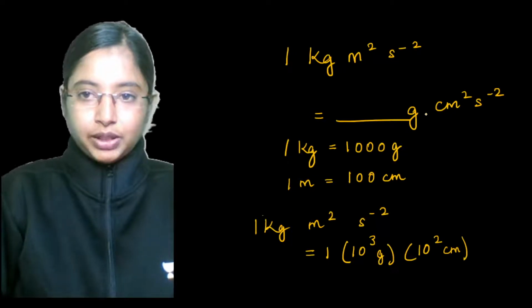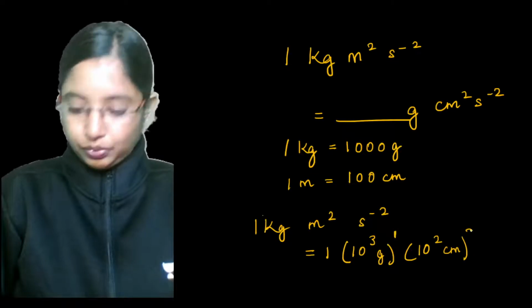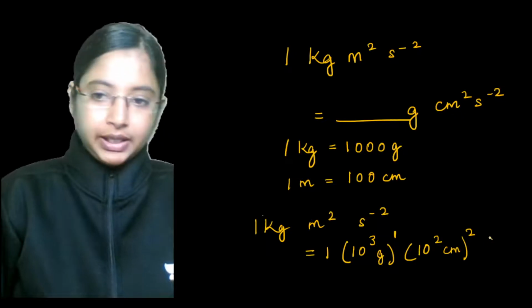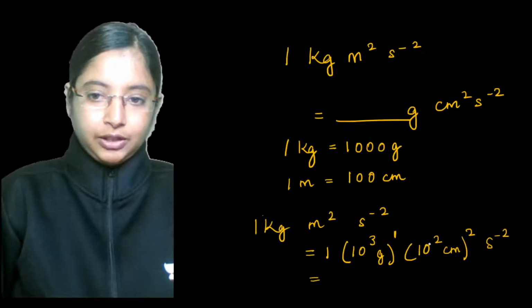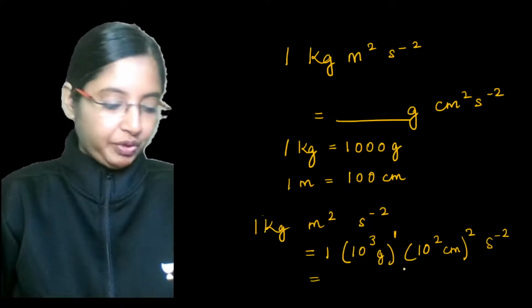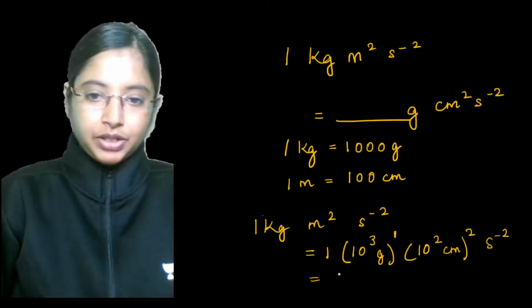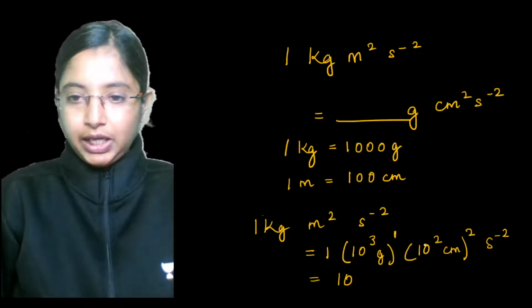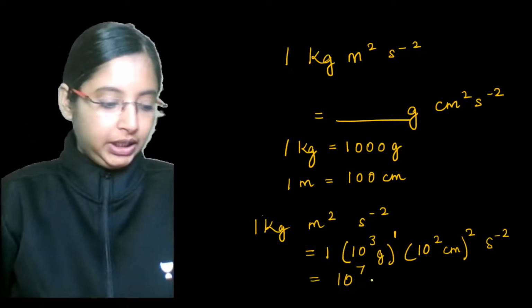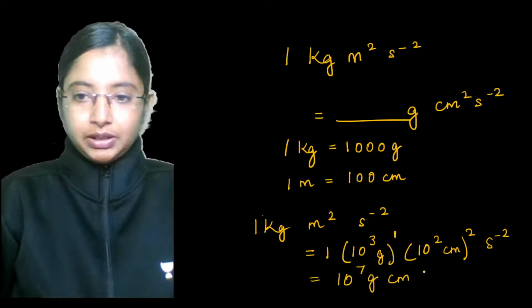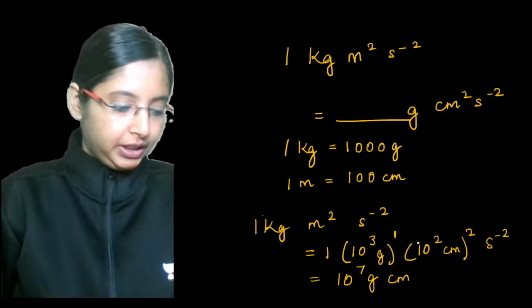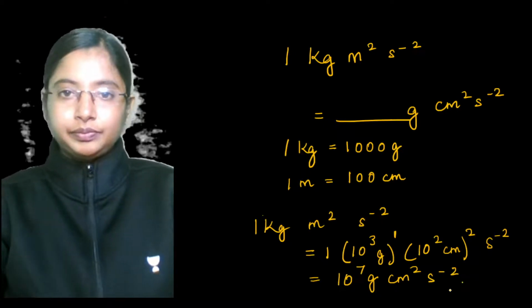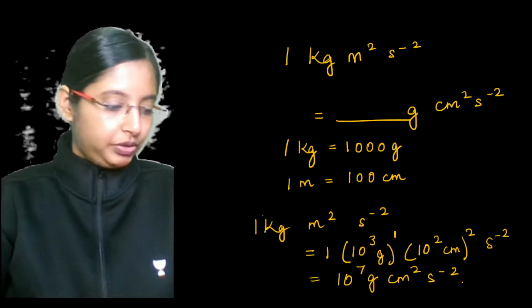Here the power is raised to 1, here the power is raised to 2. What happens to seconds? Second stays the same, S inverse 2 stays the same. So 10 square, the whole square, is 10 to the power of 4. Then 10 to the power of 3 and 10 to the power of 4 is basically 10 to the power of 7 grams centimeter square, S inverse 2. Clear?